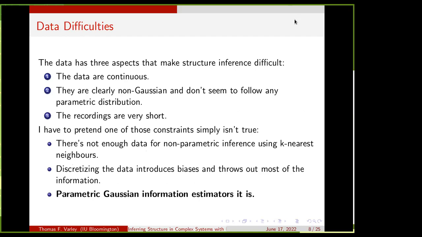And the recordings are very short, all right? So I kind of came to the conclusion that I had to pretend at least one of these constraints simply didn't exist, right? Unfortunately, there's not enough data for non-parametric inference using k-nearest neighbors. And discretizing the data is very 20th century, and it throws out most of the interesting information anyway. So I ended up settling on parametric Gaussian information estimators. And so I'm pretending that the non-Gaussianity doesn't exist and that we can just model everything as if it was drawn from some high dimensional Gaussian distribution, okay?